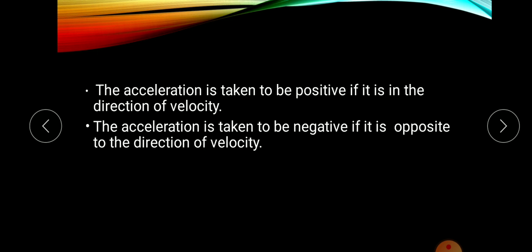The acceleration is taken to be positive if it is in the direction of velocity. That is, when the velocity of the body increases with time, the acceleration is said to be positive acceleration. And what will be negative acceleration? When the velocity of the body decreases with time, then the acceleration is said to be negative acceleration. For negative acceleration, we have one more term, retardation, or deceleration. Deceleration or retardation is another term for negative acceleration.